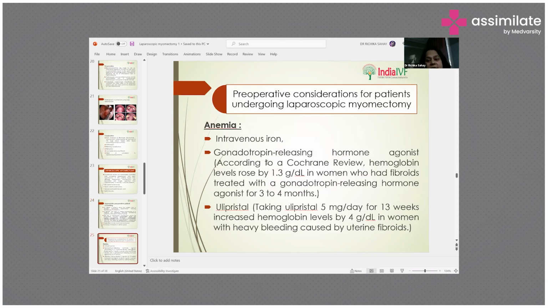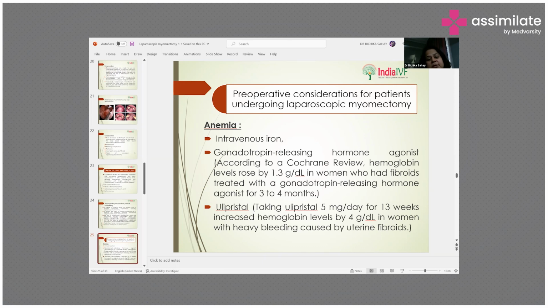So, the preoperative considerations for patients undergoing laparoscopic myomectomy. What do you do if the patient has come to you with menorrhagia? The patient is already having anemia. So preoperative is the best time. If you know how to do surgery nicely, but you have not done the preoperative workup, believe me, you will land in deep trouble.